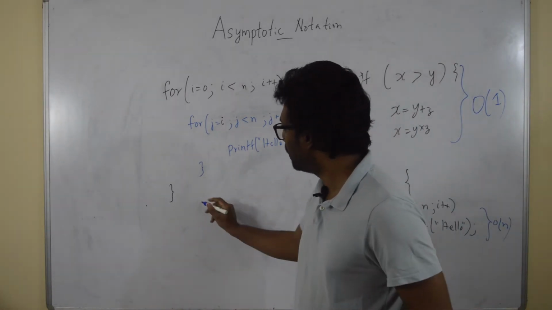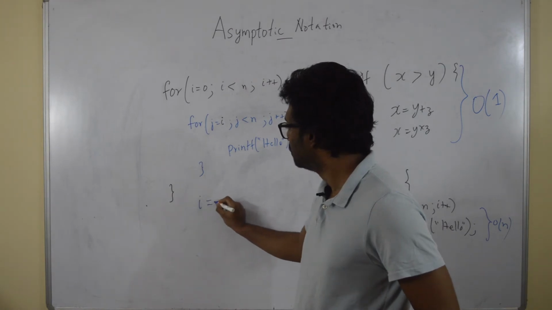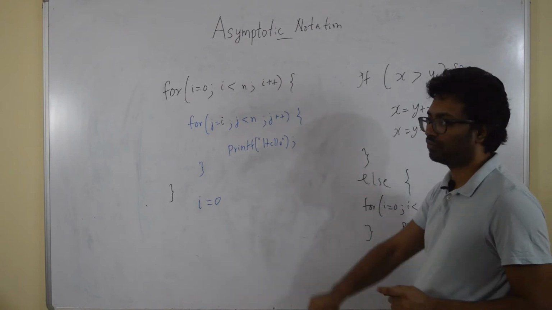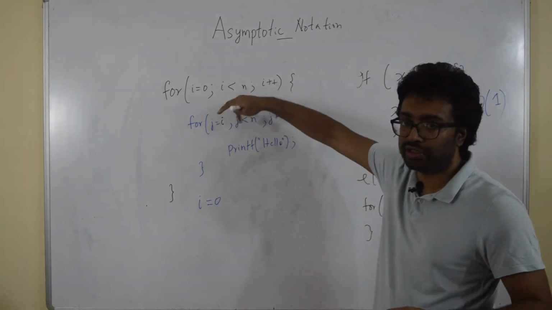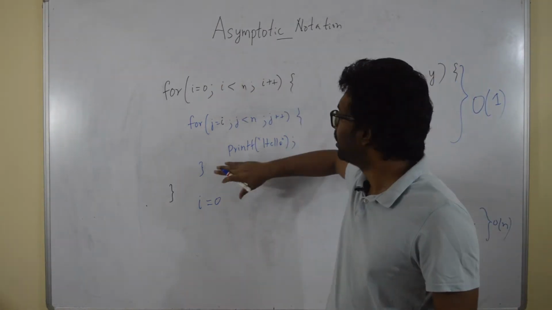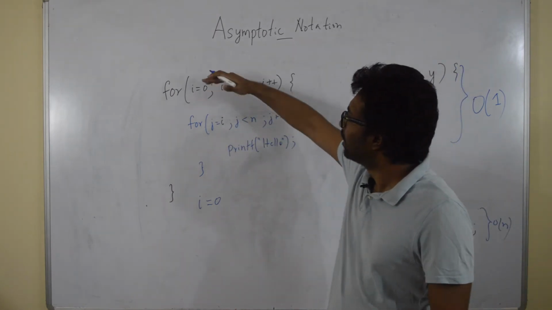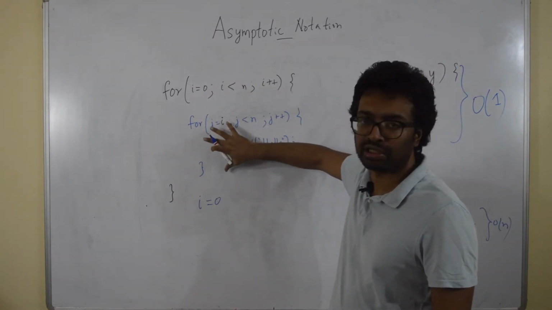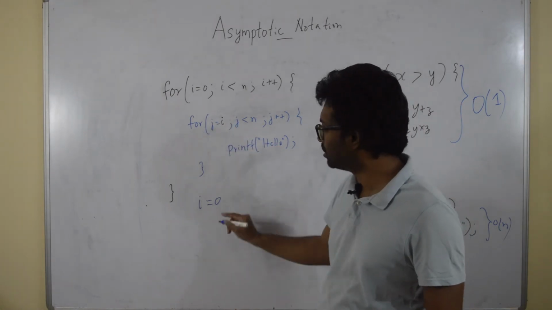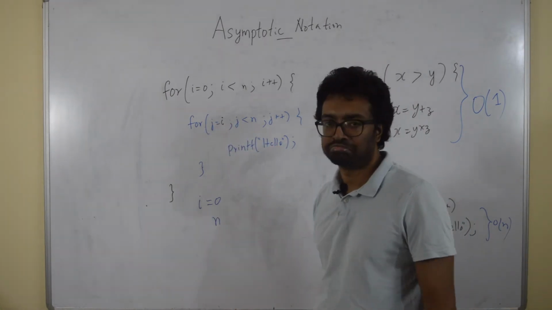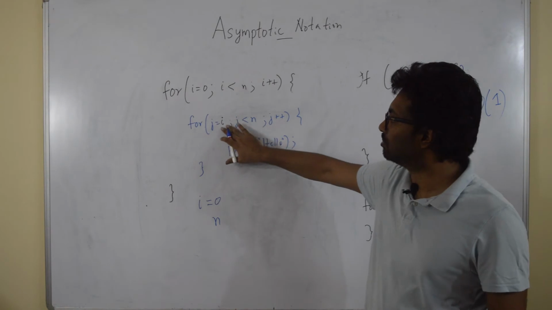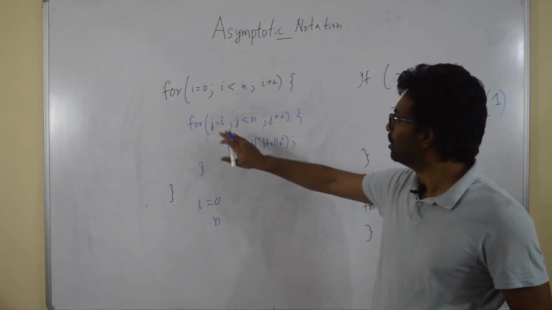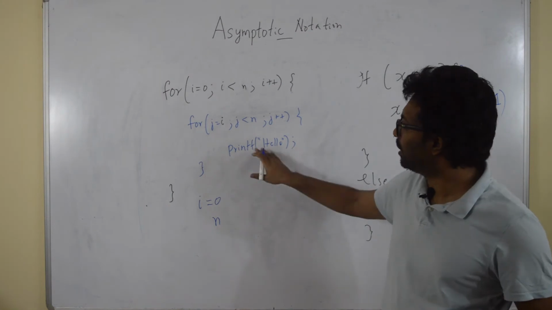So when i is equal to 0, how many times does this block of code get executed? I'm going to count how many times this hello gets printed. Initially i is equal to 0, and therefore this gets printed n times, right? So hello gets printed n times, because this goes from 0 to n minus 1. That is, n hellos get printed.